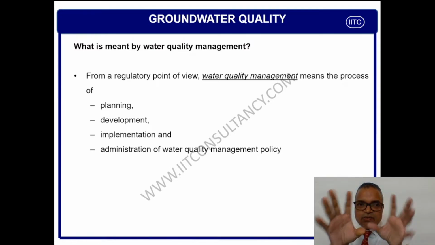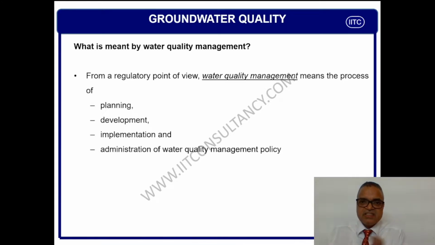Now, in terms of the regulatory point of view, water quality management means the process of planning, development, implementation, and administration of water quality management policy. If we are able to ensure all these four points, planning, development, implementation, and administration of water quality management policy, what do we see? We need to plan something so that water quality is managed. We need to ensure that there is development, but at the same time there is no exploitation of the environment.